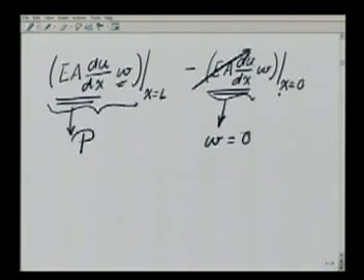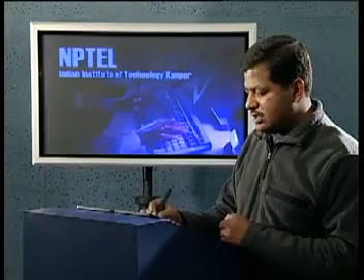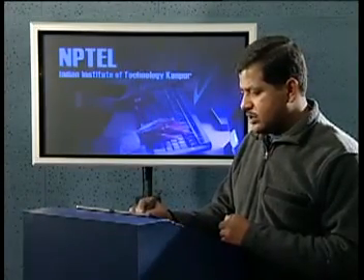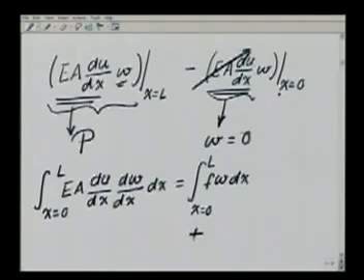So what we are left with is the following formulation: integral from x equal to 0 to L of EA du/dx dw/dx dx is equal to integral from x equal to 0 to L of f w dx plus P w evaluated at point x equal to L. Okay, so this is the formulation that we get.